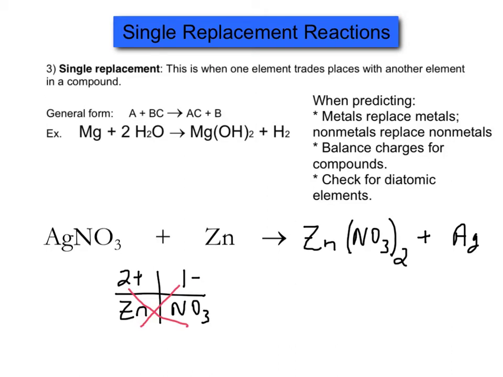Once we have the skeleton structure set, then we can work on balancing the equation to balance off the nitrates. I can put a 2 in front of AgNO3. Then to fix the silvers, I can put a 2 in front of the Ag on the product side.